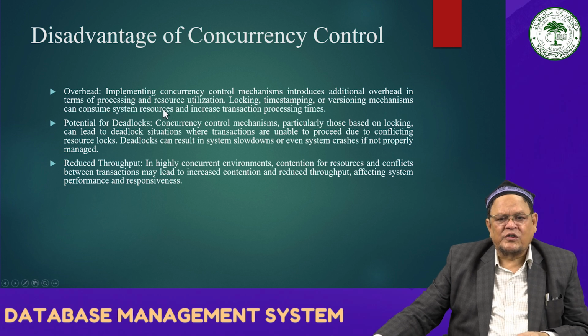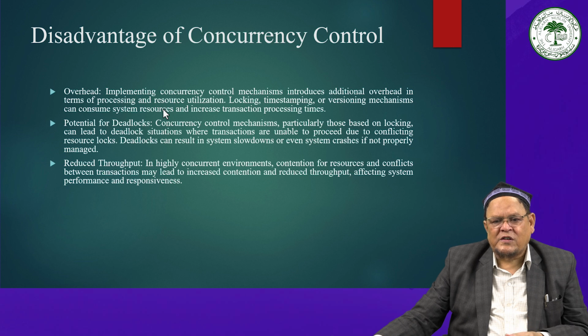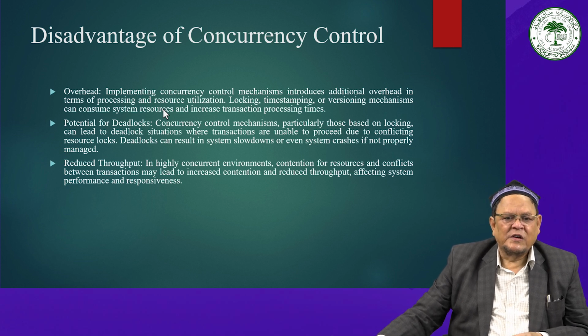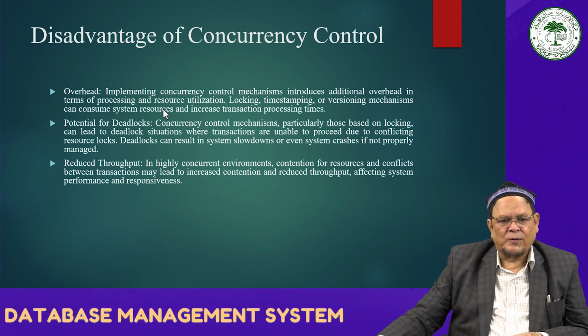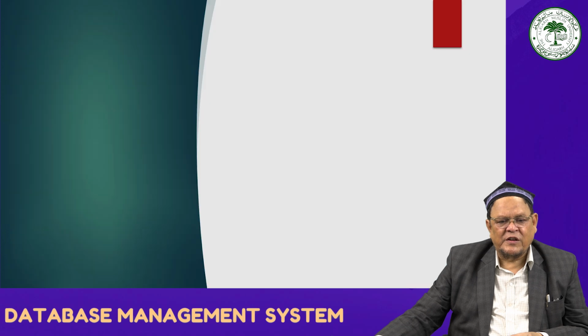Potential for deadlocks: concurrency control mechanisms, particularly those based on locking, can lead to deadlock situations where transactions are unable to proceed due to conflicting resource locks. Deadlocks can result in system slowdown or even system crash if not properly managed. Then reduced throughput in high concurrency. Complexity will also be increased, and there is a risk of starvation.